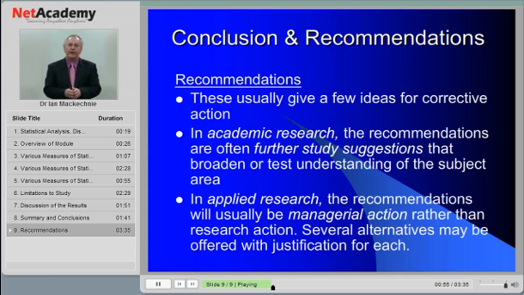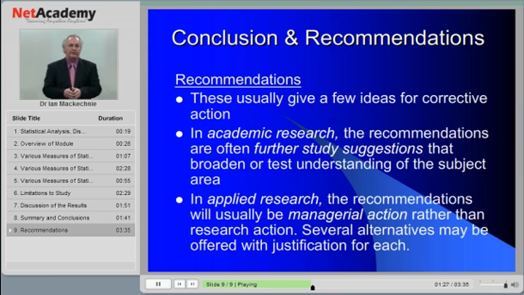Now, if we were looking at customer complaints and how they're handled, it may be that we draw some conclusions about recommendations about perhaps further training for staff, and we might make some recommendations about how the process of customer complaints handling could be changed as a result of our findings and our conclusions.